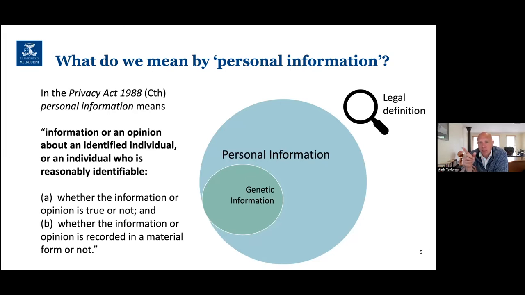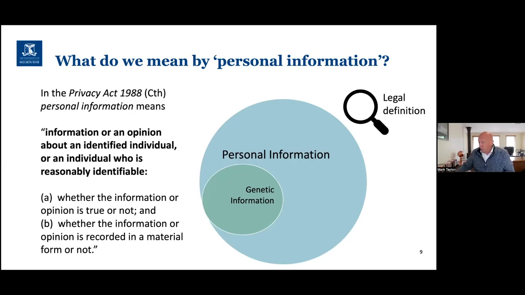So we're going to come back to that because that will be key. Because genetic information, not genomic data, genetic information has to be personal information. If it's not personal information, it can't be genetic information, because genetic information is a subcategory of personal information. And personal information has to be about an identified or identifiable person. So if the person isn't identified or reasonably identifiable, then it can't be genetic information.